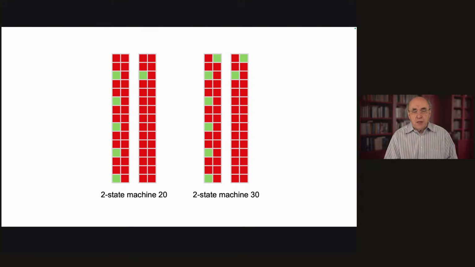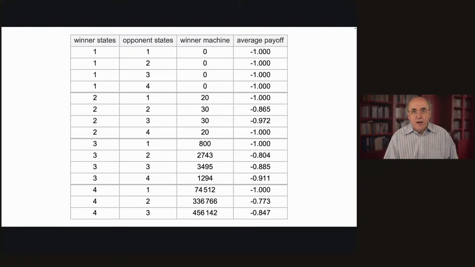So summarizing all of this, the winning machines with small numbers of states that we found for prisoner's dilemma are these ones here. But what about machines with more states that we might find by adaptive evolution?